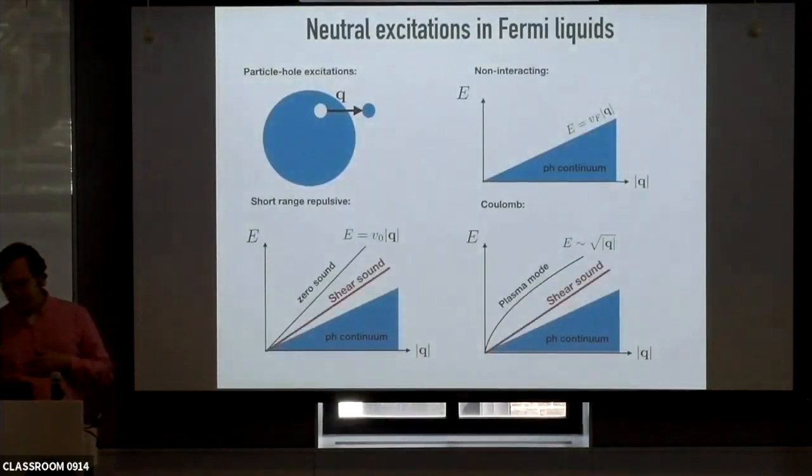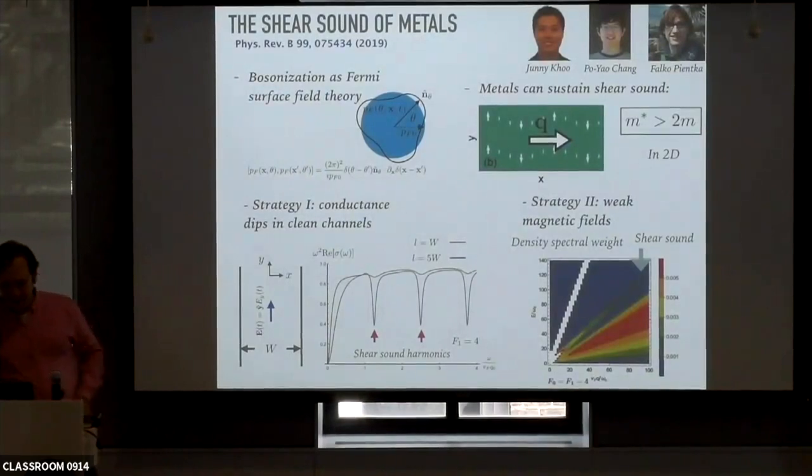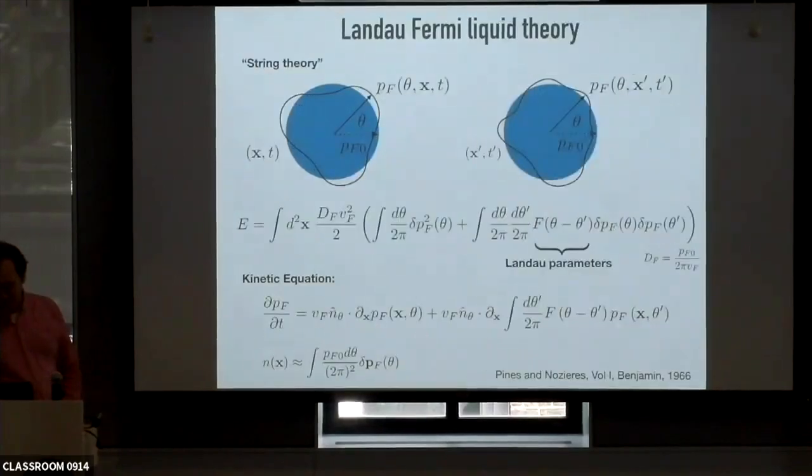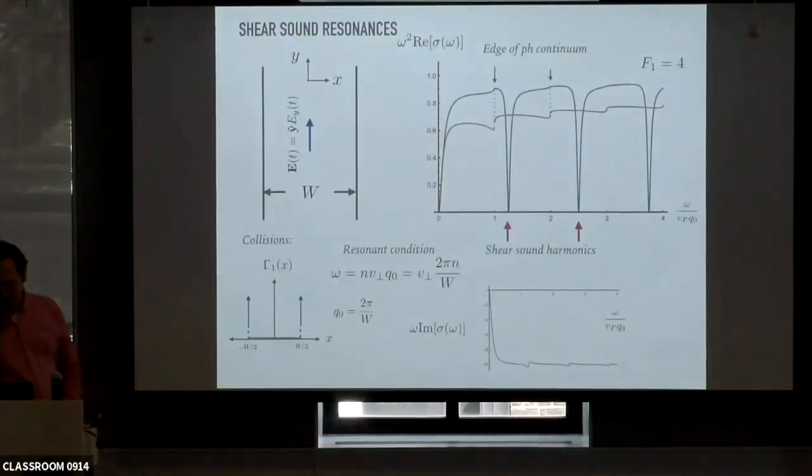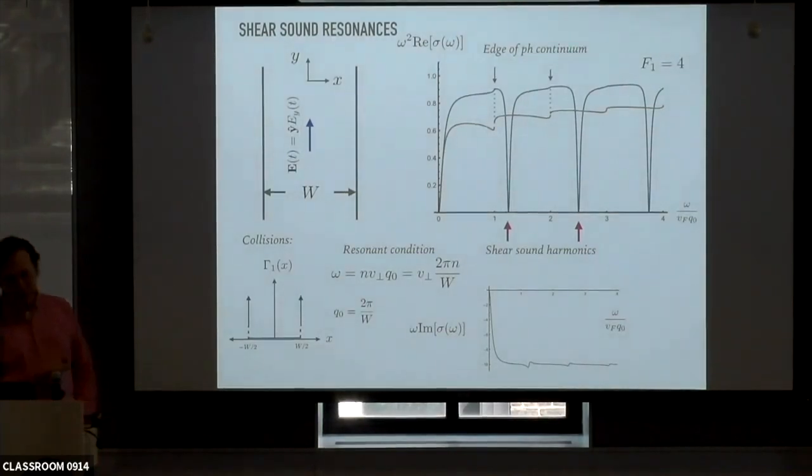So we have done some detailed calculations of the conductance of narrow channels, of clean narrow channels, clean meaning the width is smaller than the mean free path. And this is a plot of that conductance. The blue line is for the Fermi liquid that has the mode outside of the particle-hole continuum, and the orange is a Fermi liquid that would have the mode inside the particle-hole continuum.